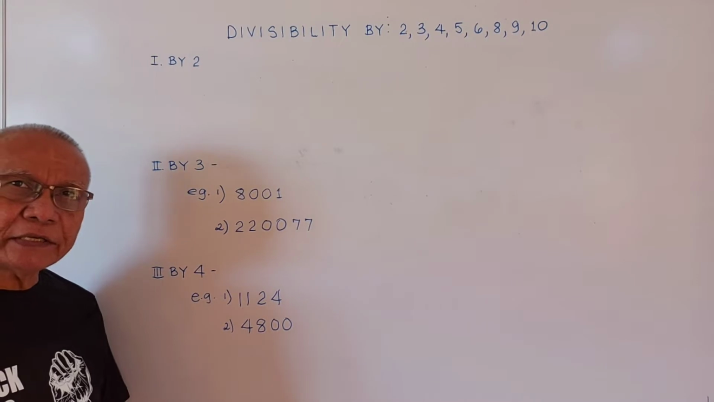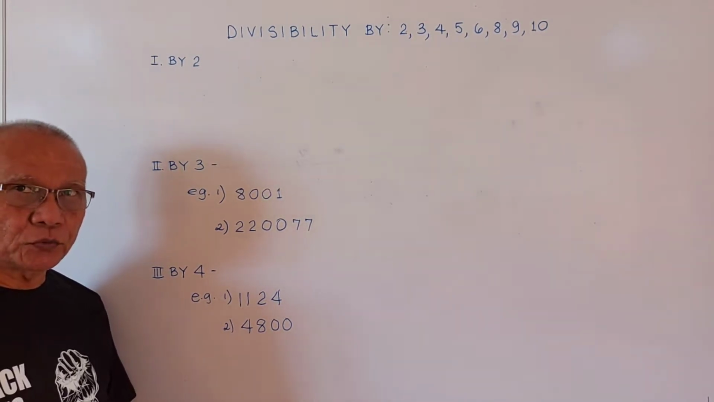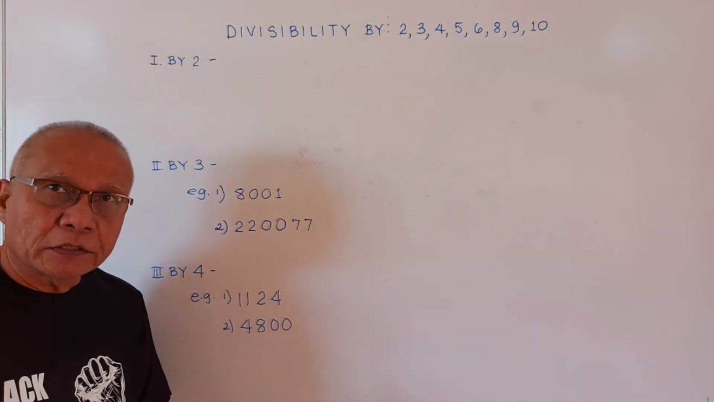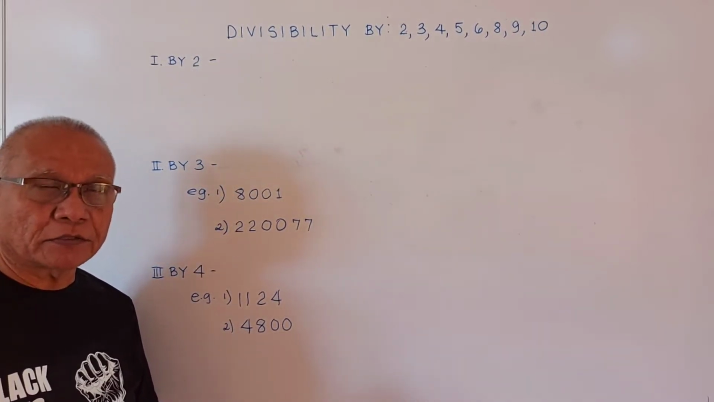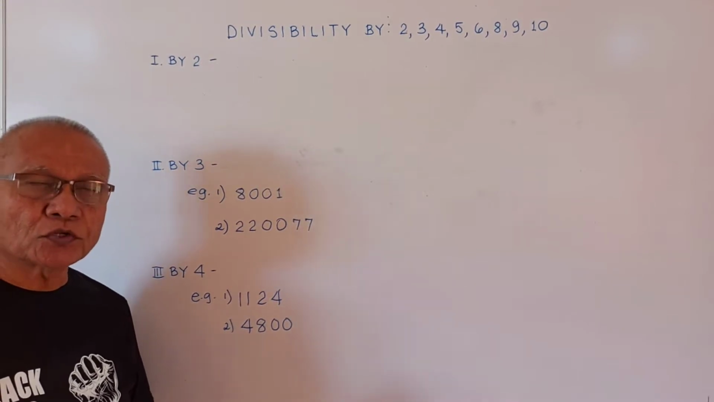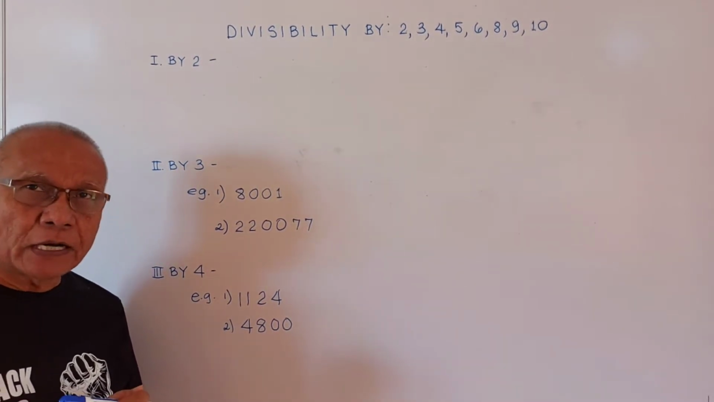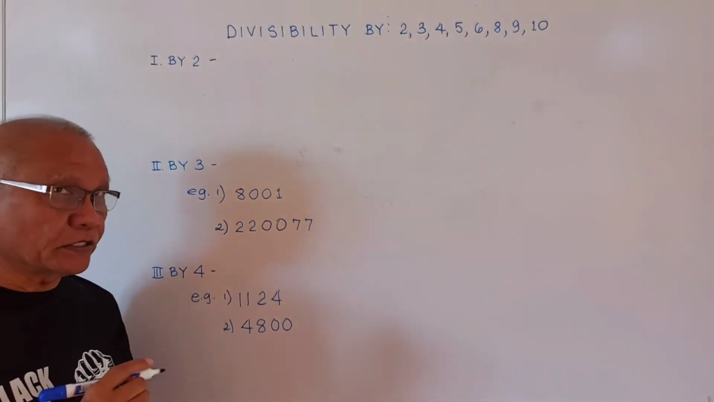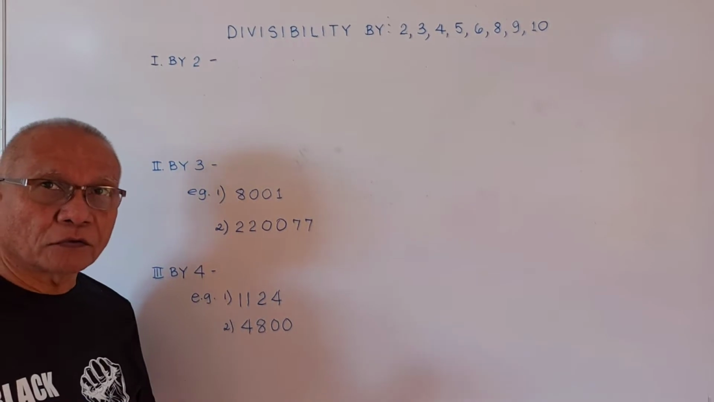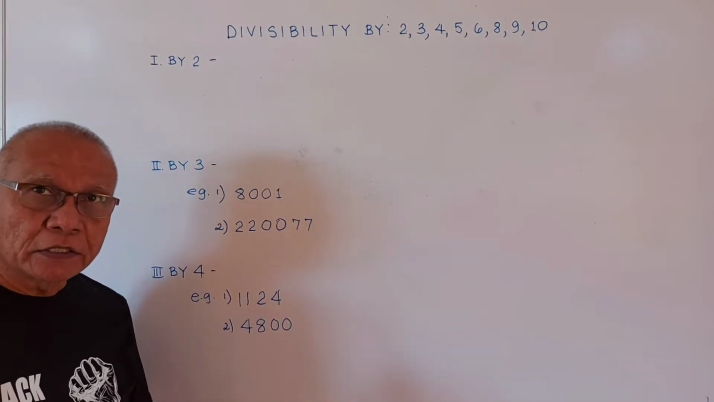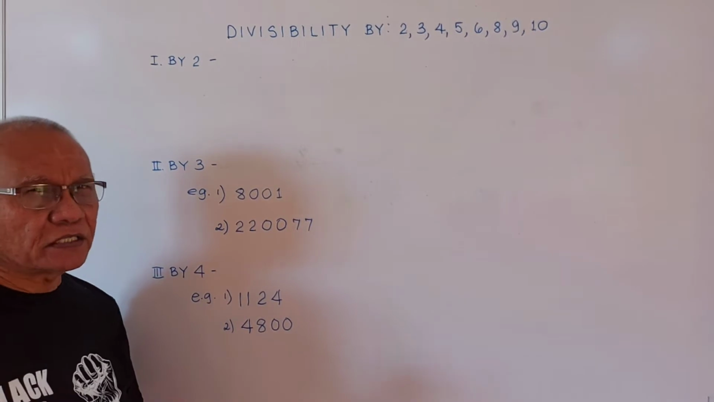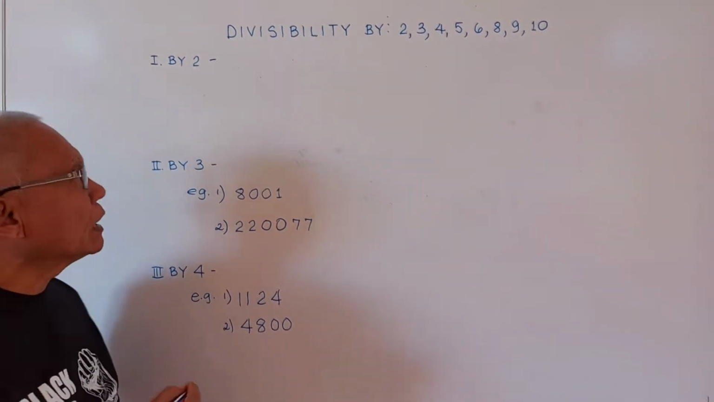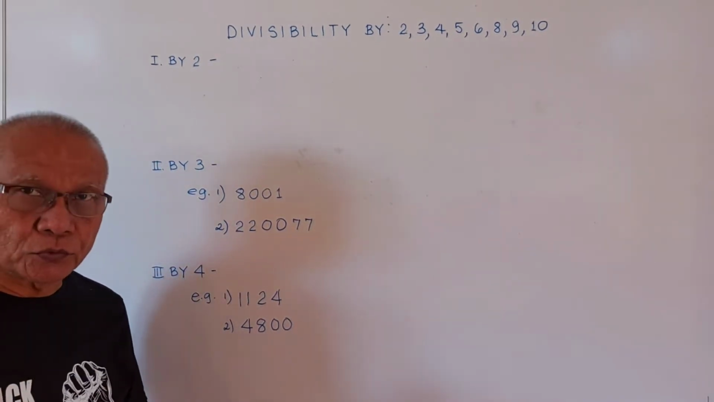How do we determine if a number can be divided by 2? It's very easy. If the number is an even number, then it is divisible by 2. So what is an even number? An even number is a number that ends in 0, 2, 4, 6, or 8. So any number that ends in these digits 0, 2, 4, 6, 8 is divisible by 2.